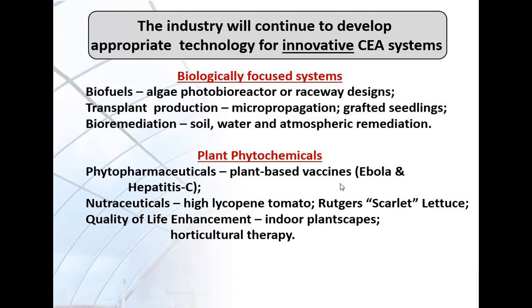Nutraceuticals, high lycopene tomato and the Rutgers scarlet lettuce for improving the nutritional quality of these products using controlled environments and specialized varieties of these different vegetables. Improving the quality of life and enhancing that through indoor plantscapes and the use of horticultural therapy. All innovative controlled environment systems.